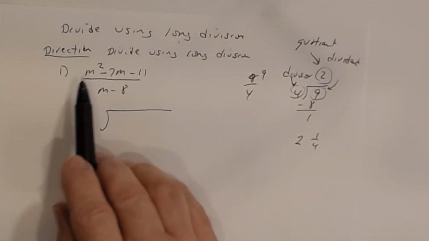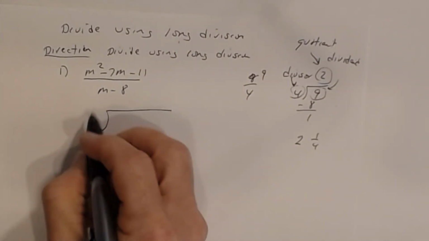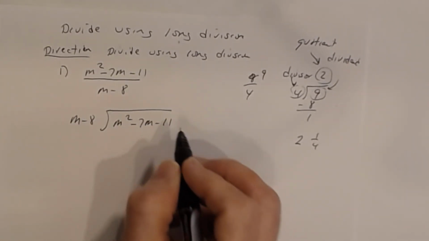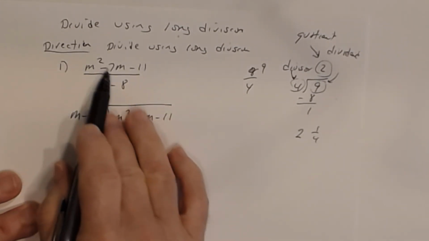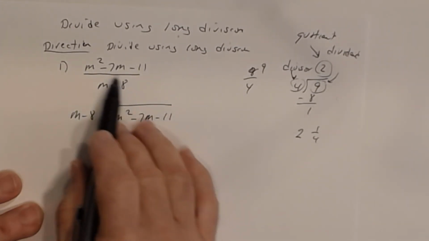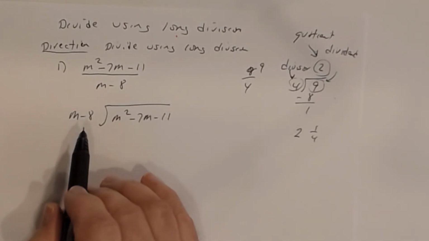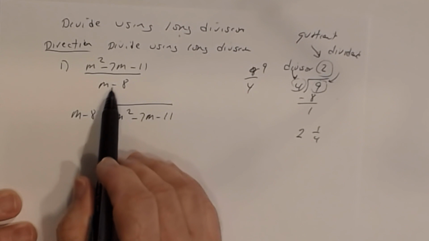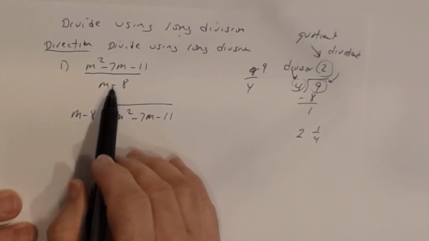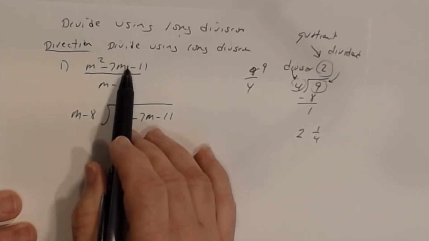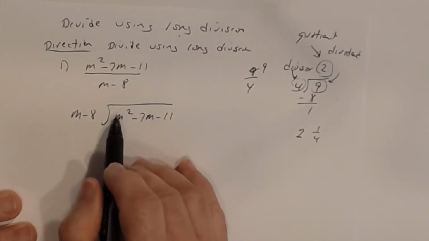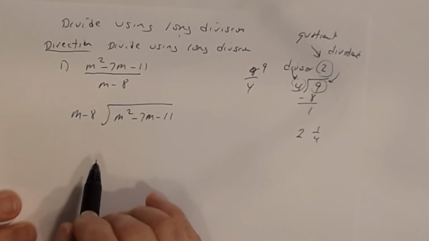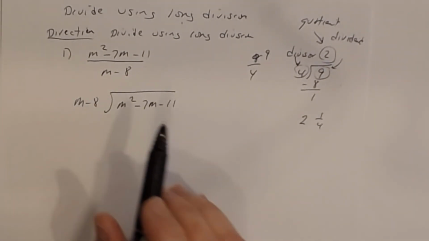Okay, so you have to rewrite this in this form now: m minus 8, then m squared minus 7m minus 11. Remember, the numerator is your dividend, the denominator is your divisor. So you're dividing the numerator by the denominator. You're dividing this into this. All right. Now, let's go back to that first step.